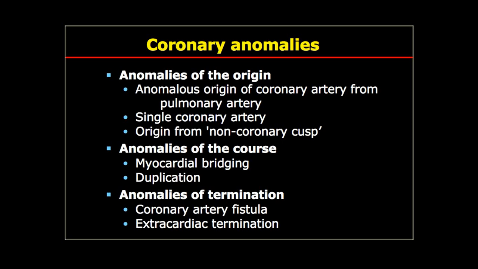Our last part is the coronary anomalies. There are several coronary anomalies, and they are slightly common, so we need to be aware of them. The anomalies could be anomalies of the origin, anomalies of the course, or anomalies of the termination of the coronary arteries. The anomalies of the origin include anomalous origin of a coronary artery from the pulmonary artery rather than the aorta.